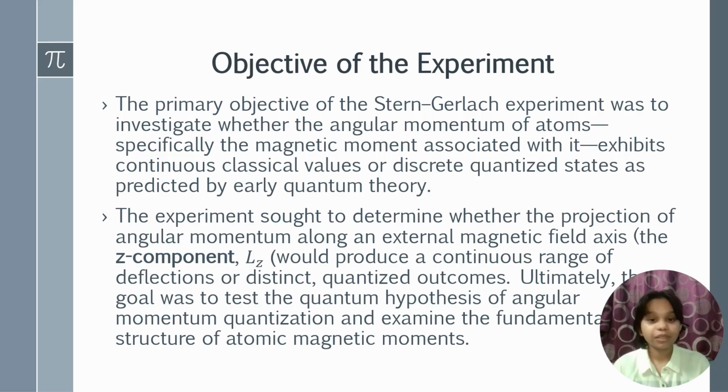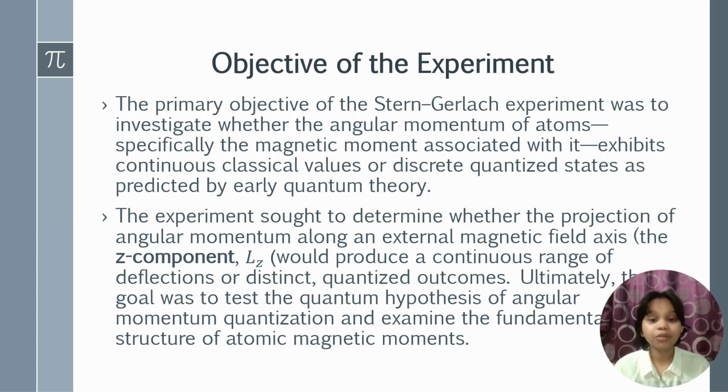The objective of this experiment was to investigate the angular momentum of the atom, specifically the magnetic moment associated with the atoms or specifically the electrons, and see their behavior and whether it followed the laws of classical physics or the laws of quantum theory.